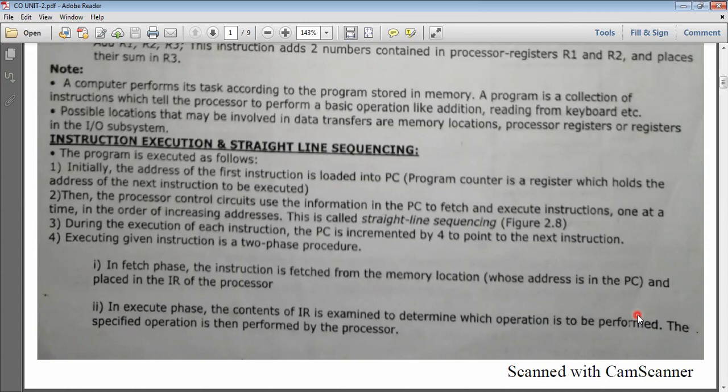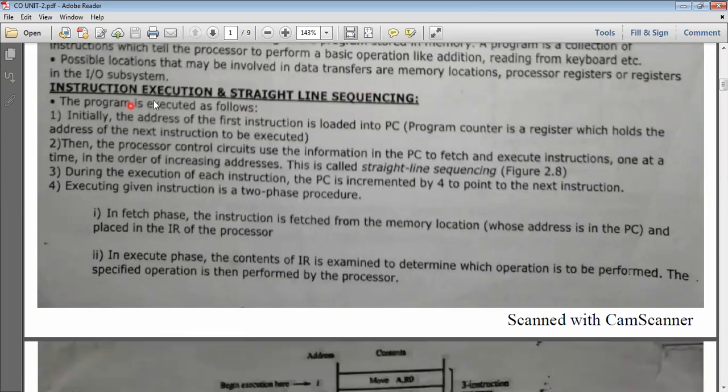So now in this class, we are discussing instruction execution and straight line sequencing. Here, what is meant by an instruction? The program contains a sequence of instructions. So for instruction execution, we have two phases.